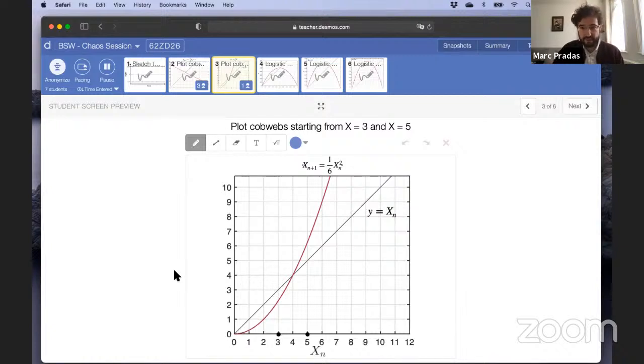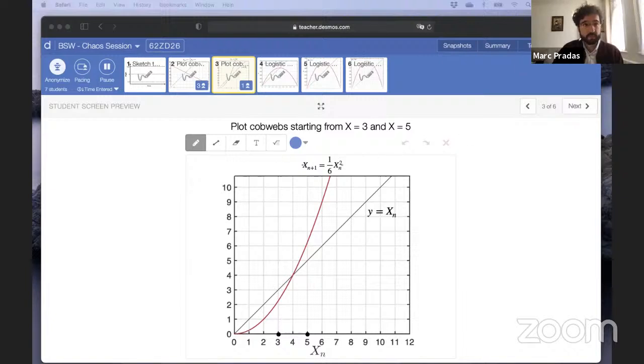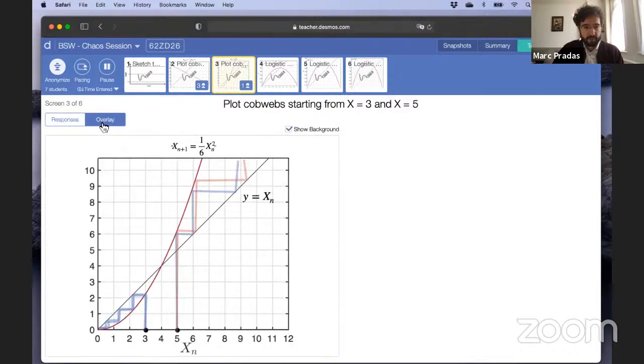If you move now to the next activity, I think there's a few examples already done as well. They're looking very good. Yeah, there are some answers already here. So we can see that in this case, if you start from x equal to 3, it seems to be going to 0. If you start from x equal to 5, it seems to diverge. So in this case, depending on where you start, you might end up in different points in the sequence.